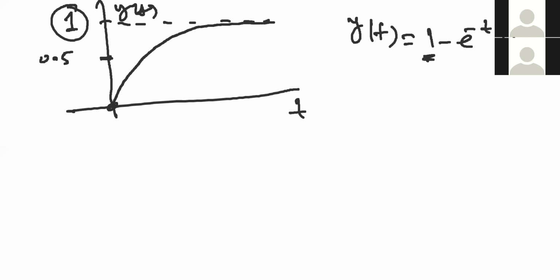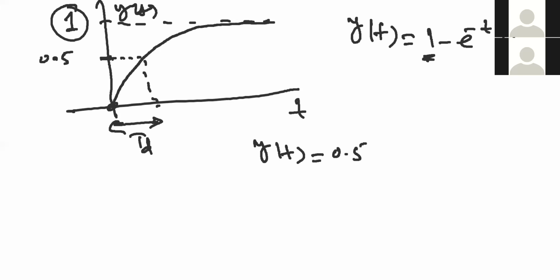So this is a more generalized statement: 50% of the final value. See, this time is called the delay time. We can also find the delay time in terms of the time constant. So how do you find the delay time? For that we have to set y of t equal to 0.5 in this expression, with e to the power minus t over tau. So you will get time equal to the delay time.